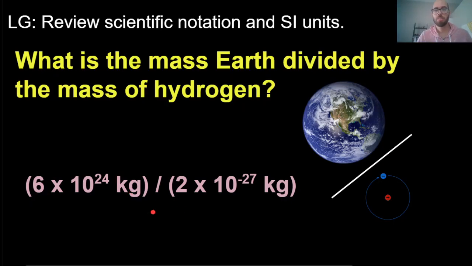Okay, moving on. Here's the tough one. Give this a try. Take the mass of the Earth and divide it by the mass of the hydrogen atom. Mass of the Earth divided by the mass of the hydrogen atom. Use the rules from before. Try it. Let me know how it goes. Pause the video.